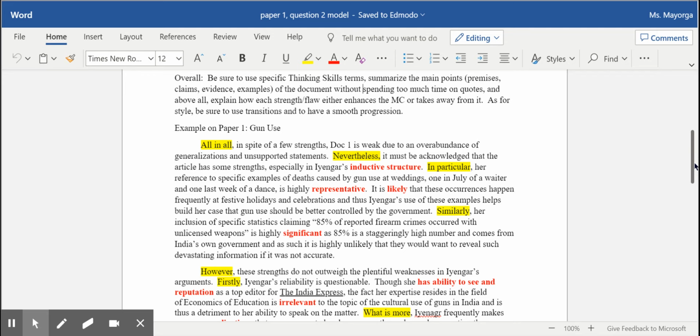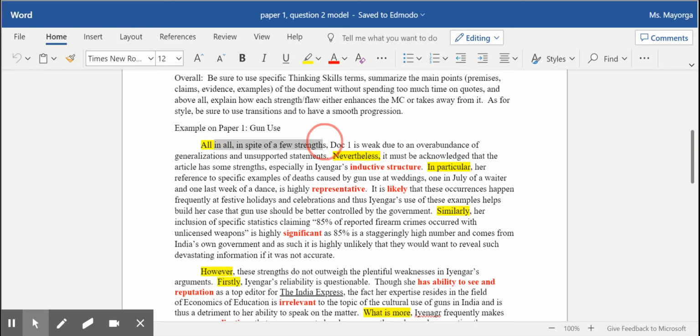If the day of the test you blank out, you can still explain how each flaw or strength decreases or increases the claim. But if possible, make sure to use the thinking skills terms. And of course, now because you're doing this for homework, you have plenty of time to look them up. All right, so the first thing you are supposed to do is topic sentence. So let's look at my topic sentence.